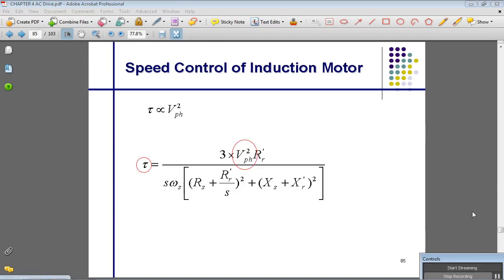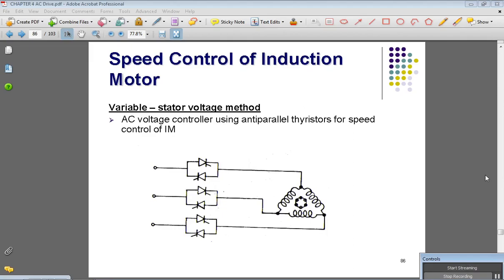This equation has been discussed in the previous video. You can see that the mechanical torque is proportional to the square of the supply voltage. In this slide, you can see how we put the anti-parallel thyristor for each line of supply that delivers the voltage to the stator side. It is an anti-parallel arrangement because we need to control the AC voltage for both positive and negative cycles.